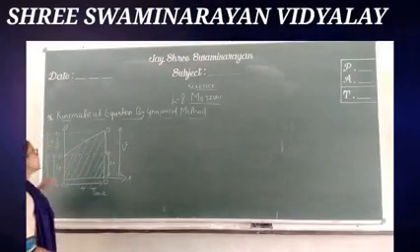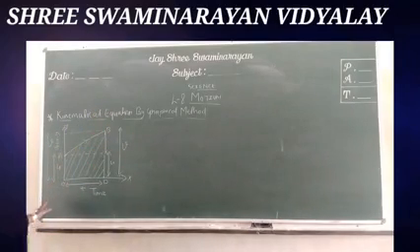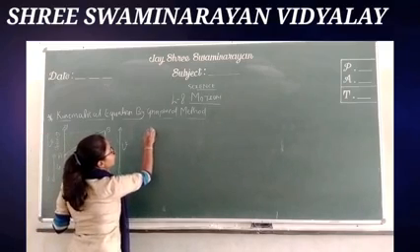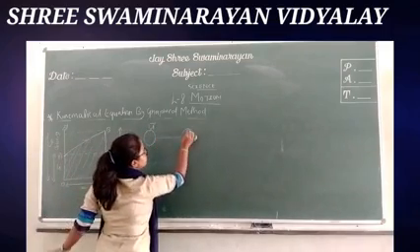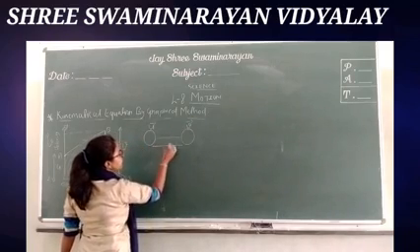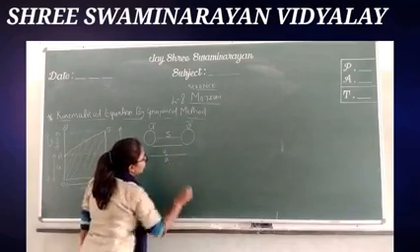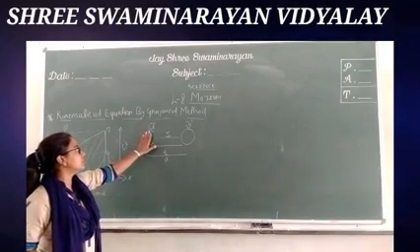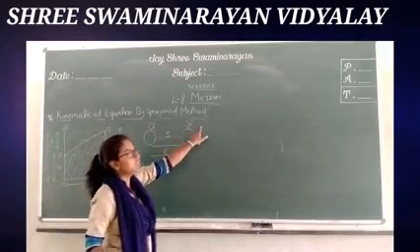So students, our next topic is kinematic equation by graphical method. Here we have a graph of an object which is moving from initial velocity u to final velocity v with respect to time t, and it covers the distance s with acceleration a. So there is one object which is moving with the initial velocity u and final velocity v.